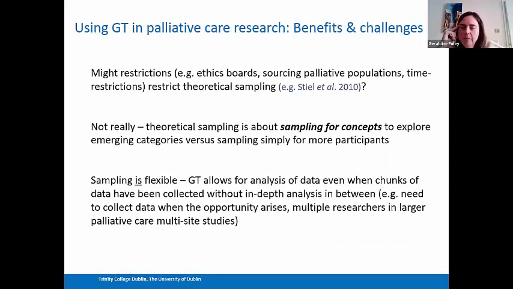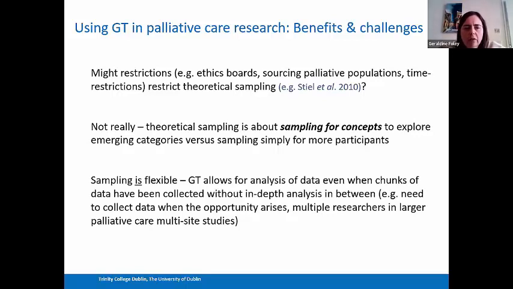So using GT in palliative care research, what are the benefits and challenges? There's always challenges, as there is always benefits. So might restrictions such as ethics boards, sourcing palliative populations, which is difficult in itself, and time restrictions restrict theoretical sampling? For sure. That is a challenge, but I think it's a challenge for palliative care research, particularly when you're assessing a vulnerable population, regardless of the method you're using.